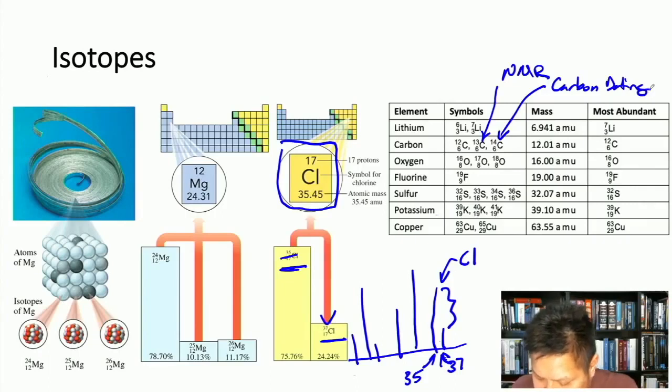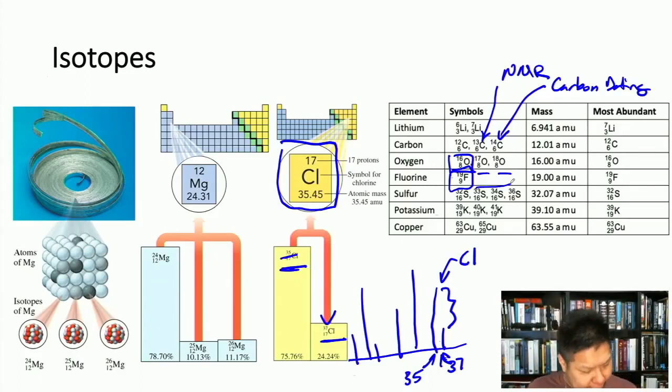Also we have oxygen here. The most common oxygen is oxygen 16, but there's also oxygen 17 and 18. There are more fluorine isotopes. I don't know what happened to the rest of them, but that's okay. Maybe I just forgot to type them in there. Sulfur has 4 different naturally occurring isotopes. Potassium has 3 naturally occurring isotopes, and copper has 2. That's just examples of different isotopes. There are more. The periodic table is littered with different isotopes of different atoms.